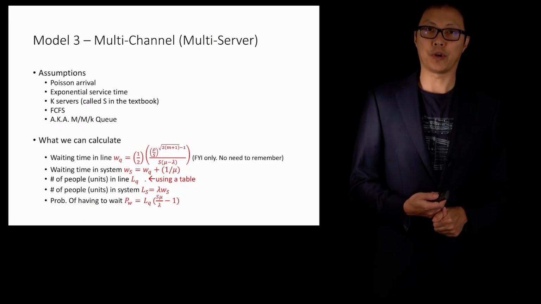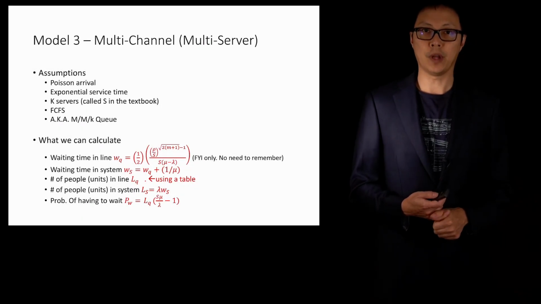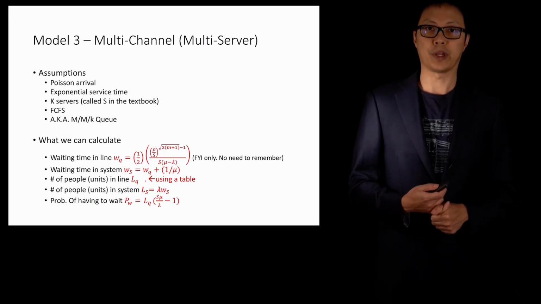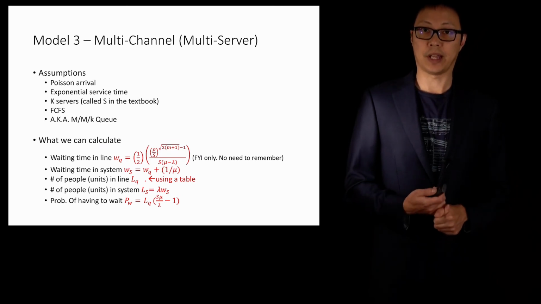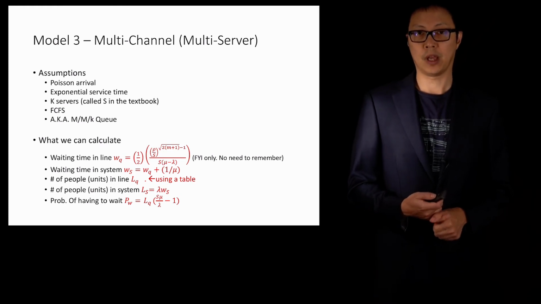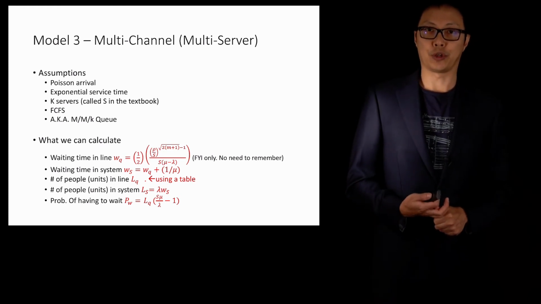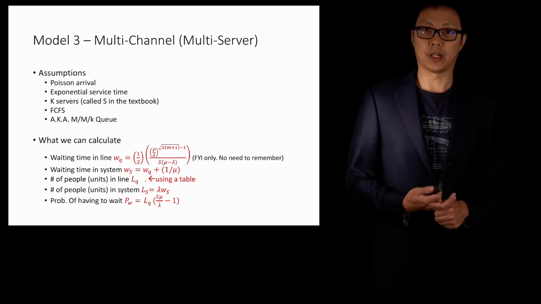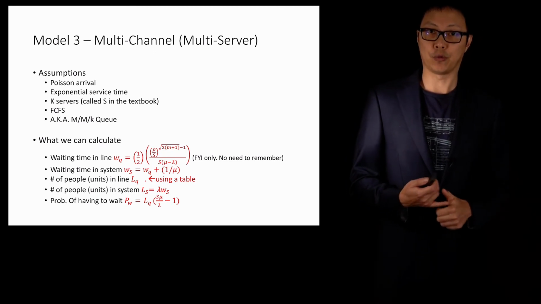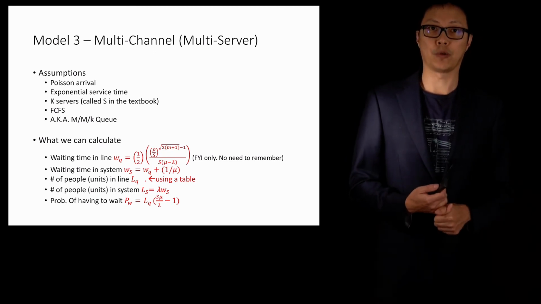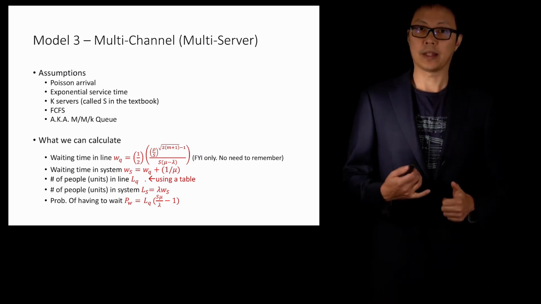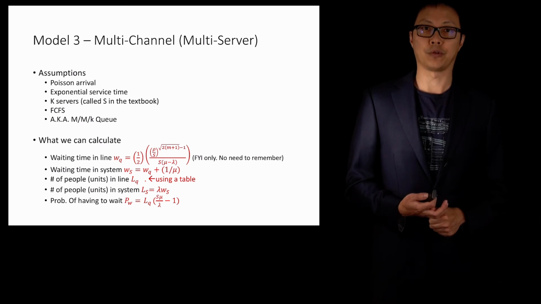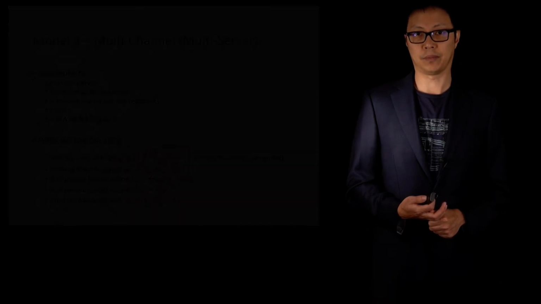Finally, in Model 3, we call it MMKQ. The reason is that we assume we have Poisson arrival and exponential service time. Also, instead of having one server, we have K servers. To solve the MMKQ, we can still use approximations. However, to make things easier, we can look up the answer using a table provided in the textbook. Now, let me show you how to do it in the next example.